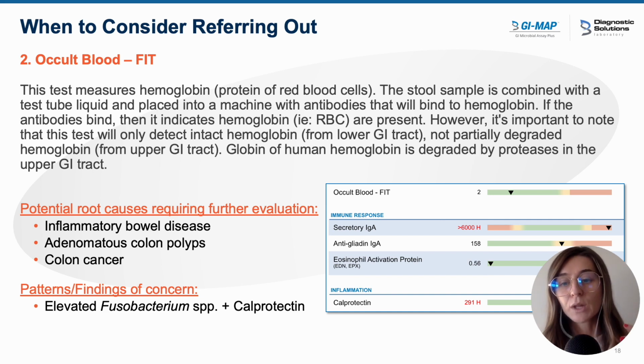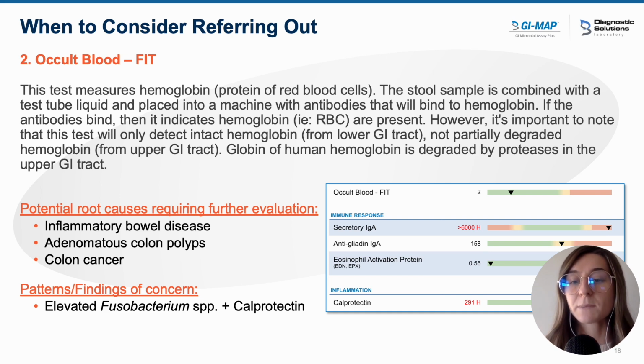So if an individual is bleeding internally and it's coming from the small intestine, that blood is going to be partially degraded and not picked up on this testing. So please keep that in mind when you're seeing this level elevated. It's an indication of lower GI tract bleeding. So some potential root causes requiring further evaluation is going to be, again, inflammatory bowel disease, but more specifically ulcerative colitis coming from the lower GI tract, adenomatous colon polyps because they can bleed, and colon cancer.